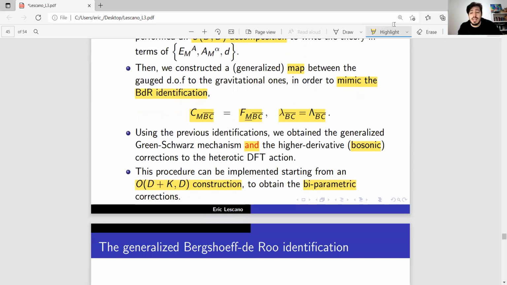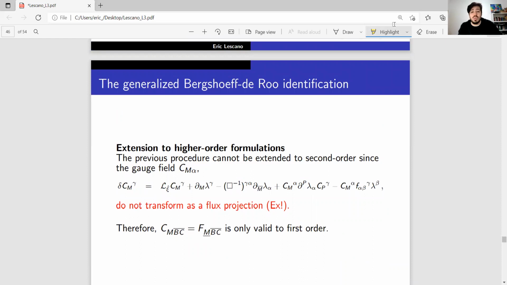And in these last 5 minutes, I am going to tell you something about the extension to higher order formulations, in terms that we want the 6 derivative terms, the 8 derivative terms, we want the higher order corrections. So for this procedure, just as I show you, this procedure cannot be extended to second order since the gauge field does not transform as a flux projection. We have extra terms over here. We have this extra term. We have this extra term. We have a lot of extra terms, and this identification is not valid anymore.